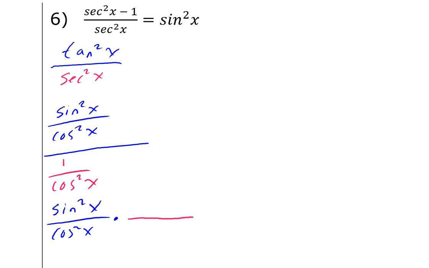So the reciprocal of this is going to be cosine squared x over 1. Now I'm noticing that the cosine squared x will cancel each other out, and all that's left is sine squared x. And that's exactly what we wanted, so sine squared x is equal to sine squared x, and here we have verified the identity.